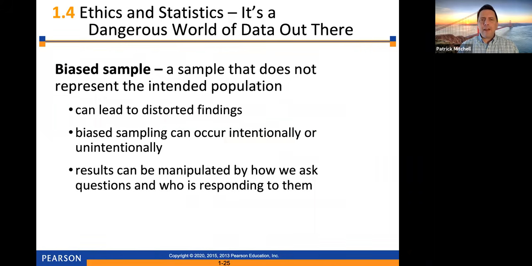All right, and finally we have ethics and statistics. It's a dangerous world of data out there. One thing that can happen is you can get a biased sample, which is a sample that does not represent the intended population. That can lead to distorted findings. Biased sampling can occur intentionally or unintentionally, and results can be manipulated by how we ask questions and who is responding to them. So you saw that example earlier about the survey question about the overly complex tax code, right?